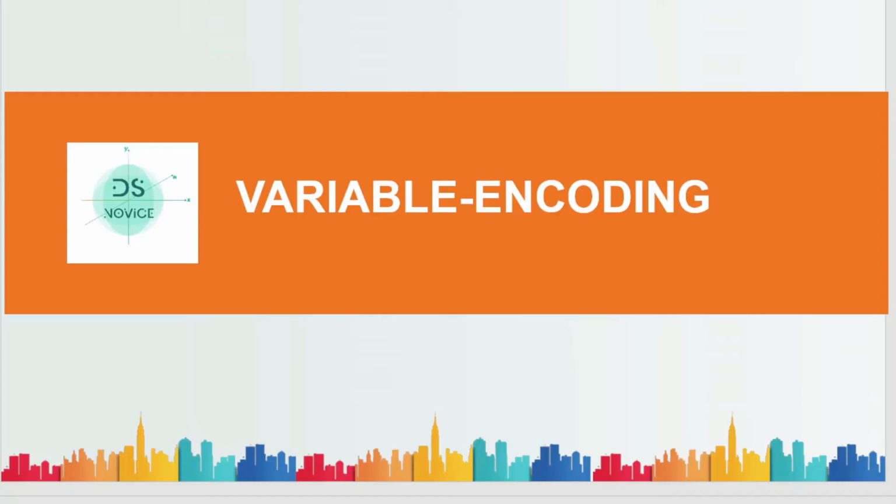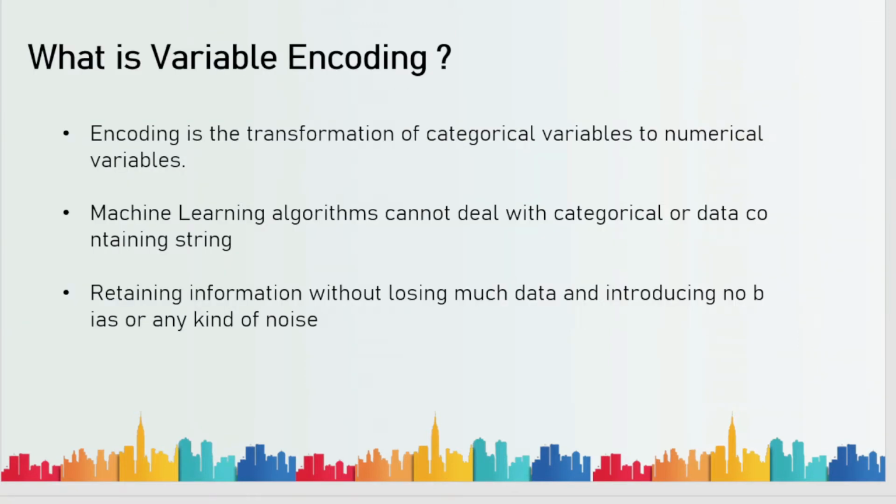So now let's get started. This video is going to be brief on what we are going to learn in this module: what is variable encoding, different types of categorical variables, what is cardinality of a categorical variable, and finally different types of variable encoding techniques. So let's start with what is variable encoding.